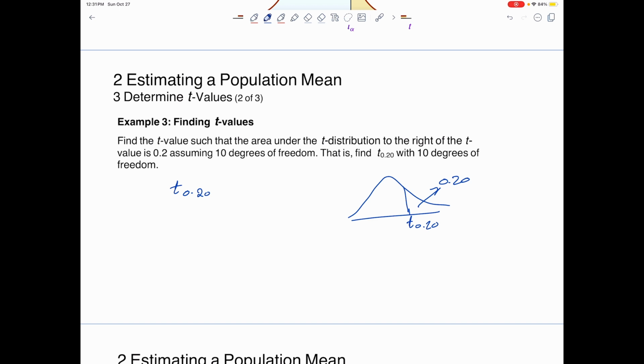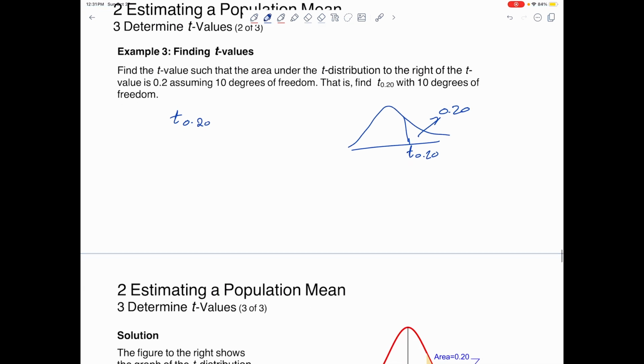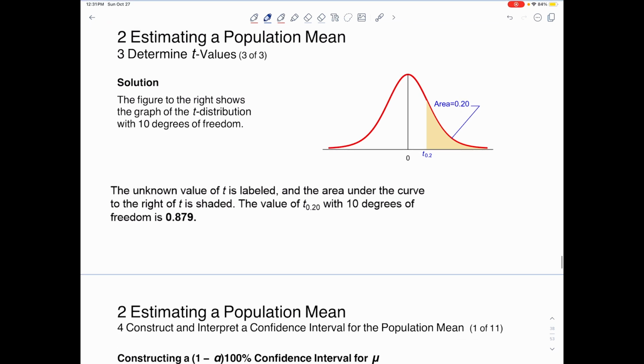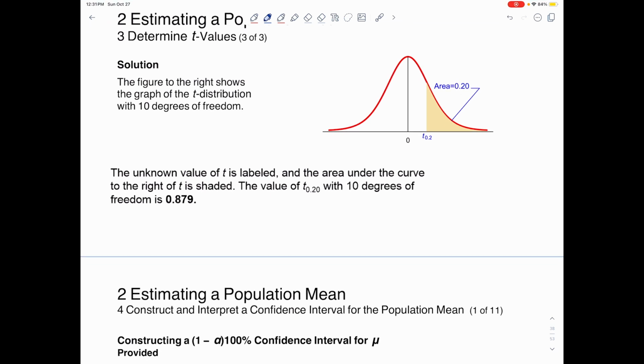So in order to obtain that, here is the shape again. We will need to obtain the area to the left, which is 1 minus 0.20. So that is 0.80. We need this area to the left so we can use the t inverse function. So in this case, we're going to use the t inverse function.